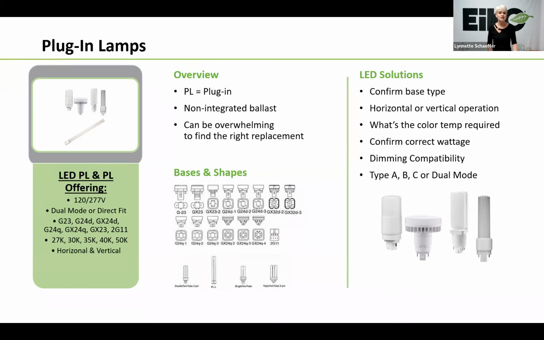So with fluorescents, it's also important to know what ballast they are currently using and determine if they need a type A, B, C, or dual mode, and always confirm ballast compatibility. You can always go to EiKO.com, click on resources, or you can also refer to the spec sheet. You're going to learn about type A, B, C, and dual mode here in just a little bit.